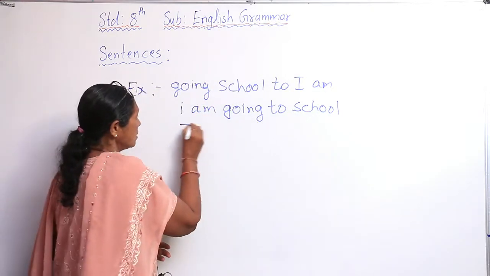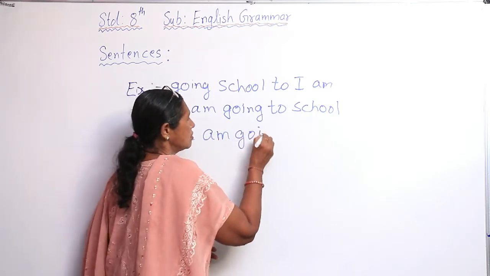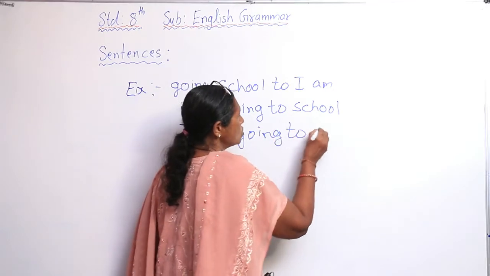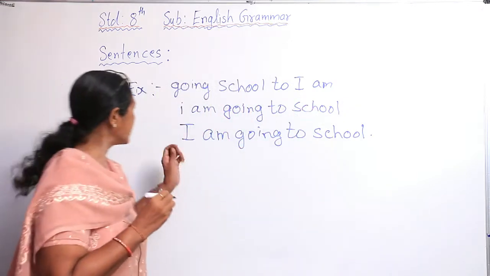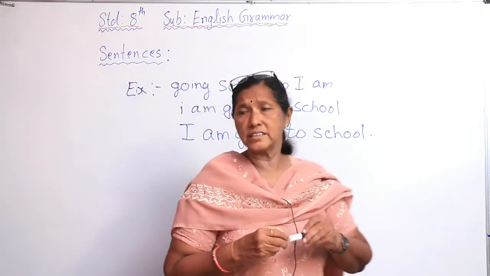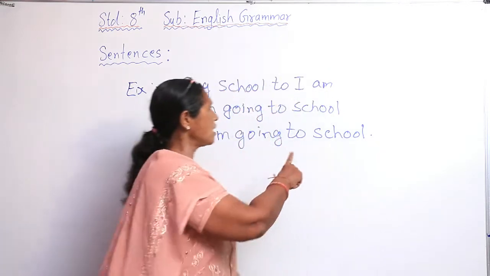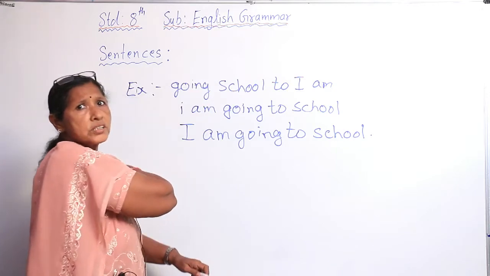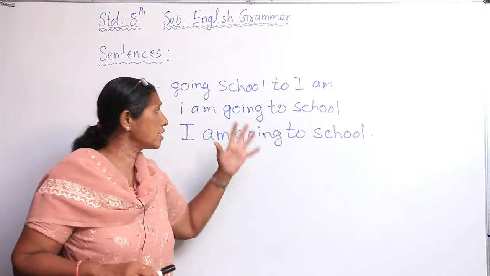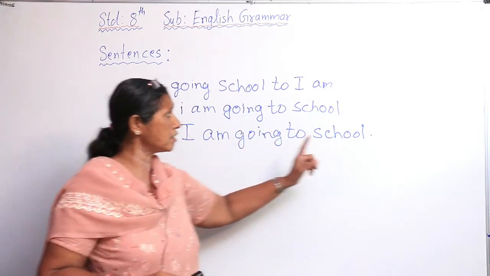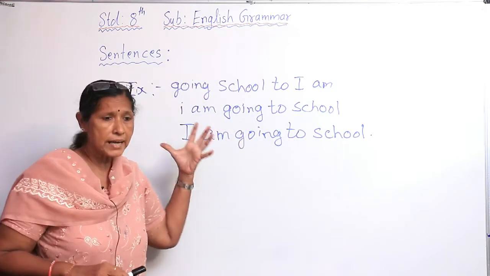Now just see, I am going to school. Now this sentence is right. Why is it right? Because I have started with a capital letter and I have ended with a full stop. So this is a right sentence. So now about sentences, I have told that it starts with a capital letter and ends with a full stop. So this is my point about sentences.